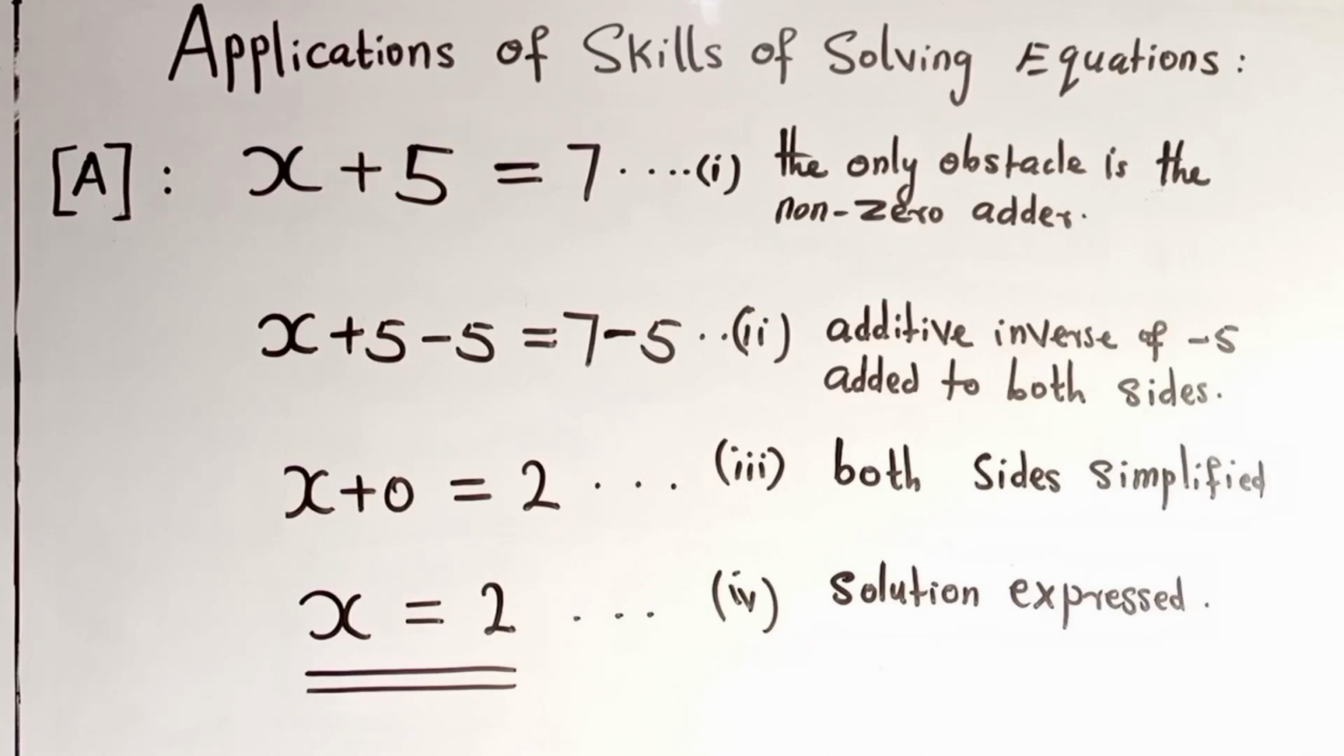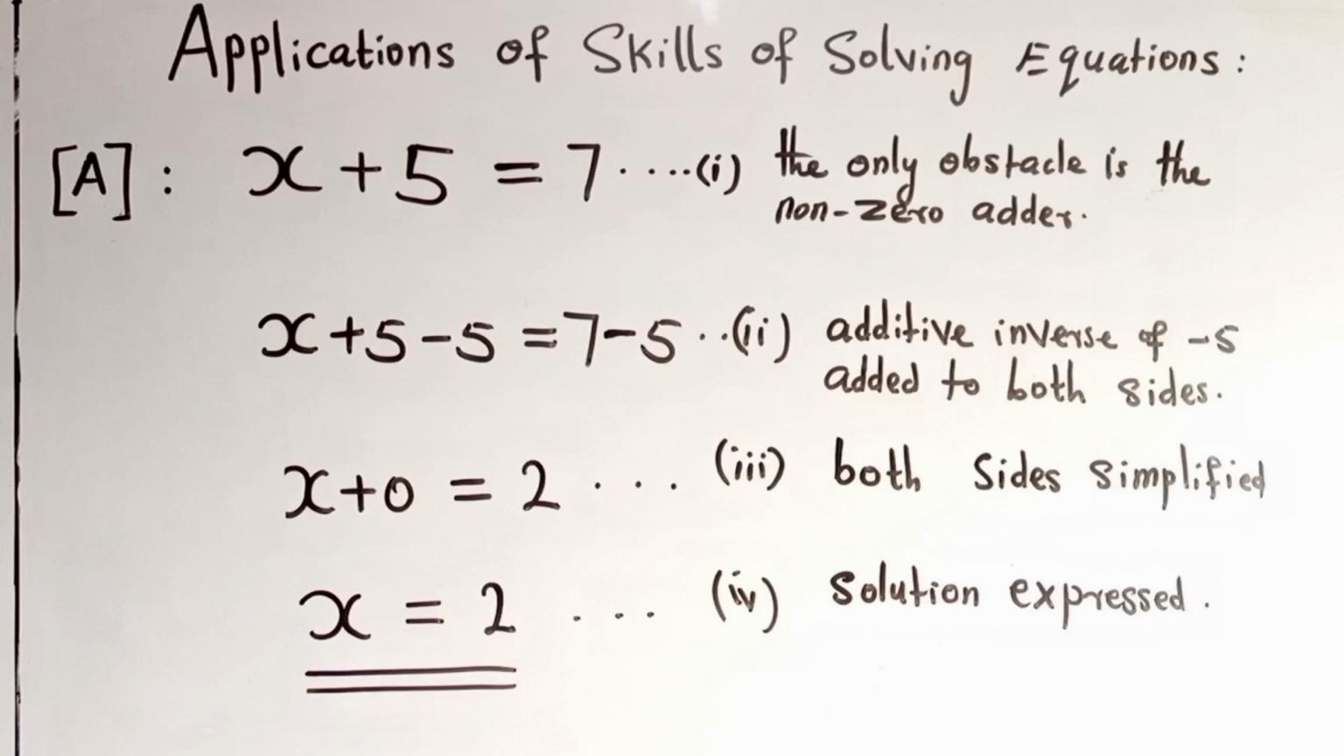Therefore, the next line says that x plus 0 is equal to 2. How was it gotten? It was got because plus 5 minus 5 is 0. That is to say, both sides were simplified. Both sides simplified. It means anytime you apply a value changing skill to both sides of an equation, what you should do is to simplify both sides. That is, simplify the left-hand side and simplify the right-hand side where possible.